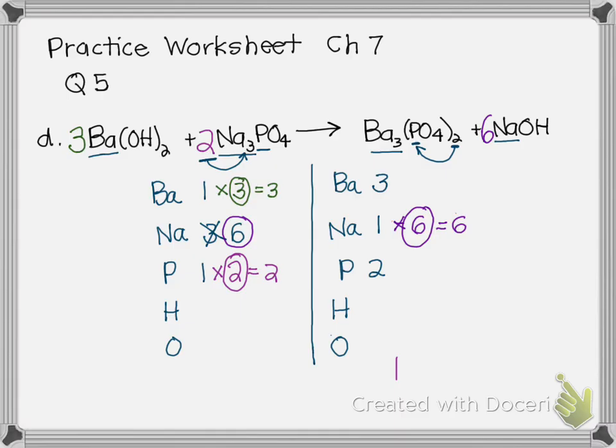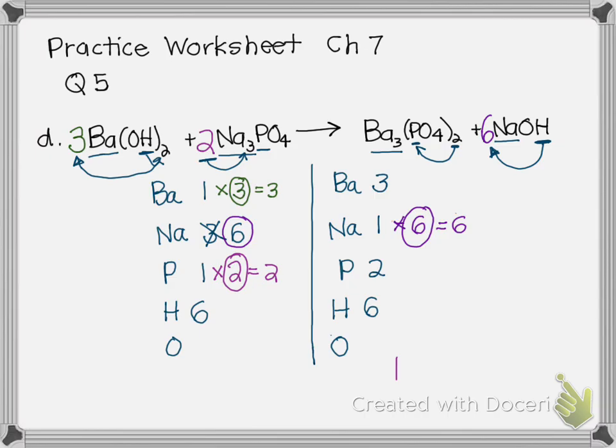So now let's look at the hydrogen. I see here in barium hydroxide, there it is. There's 2 in the formula, but I have a 3, so there's 6. On the product side, there's only 1 in that formula, but once you put a coefficient, it multiplies through all the elements, so there's 6. So I don't have to do anything.